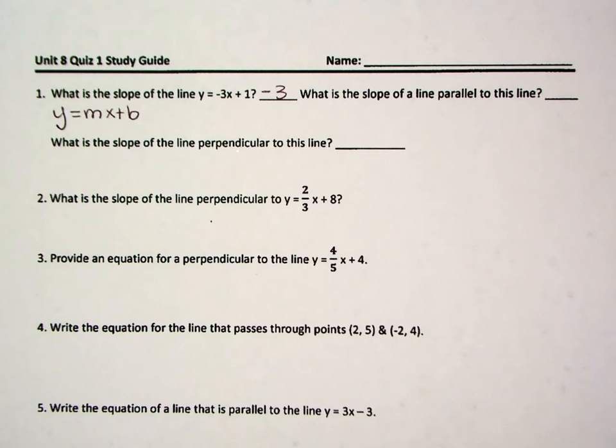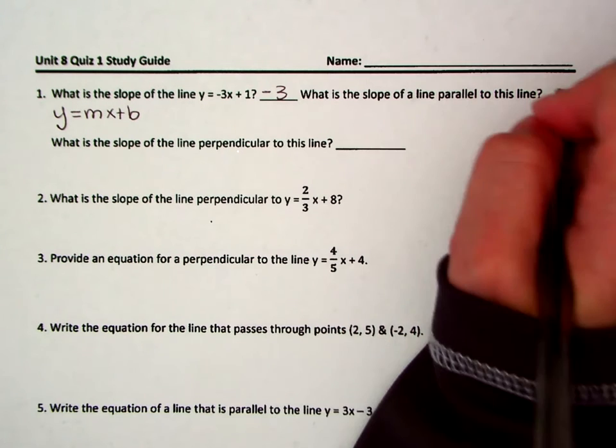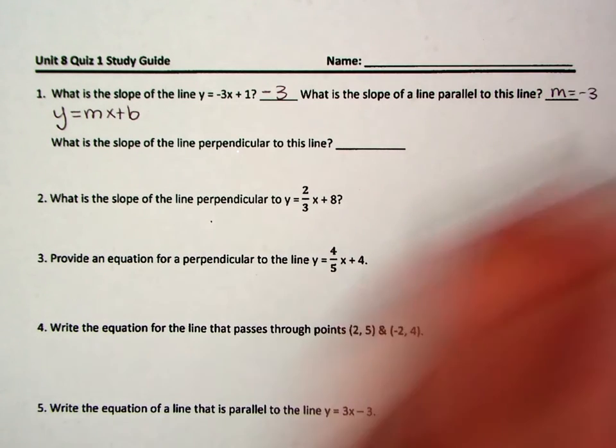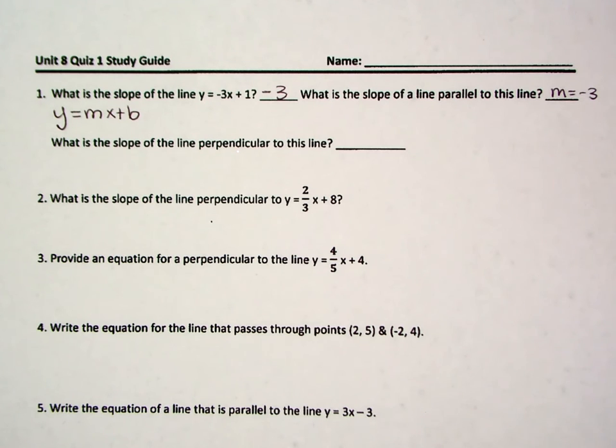It says, what is the slope of a line that is parallel to this? Well, parallel lines have the exact same slope. So if m is going to be negative 3 for this line, then m has to be negative 3 for a parallel line. It says, what is the slope of the line perpendicular to this?